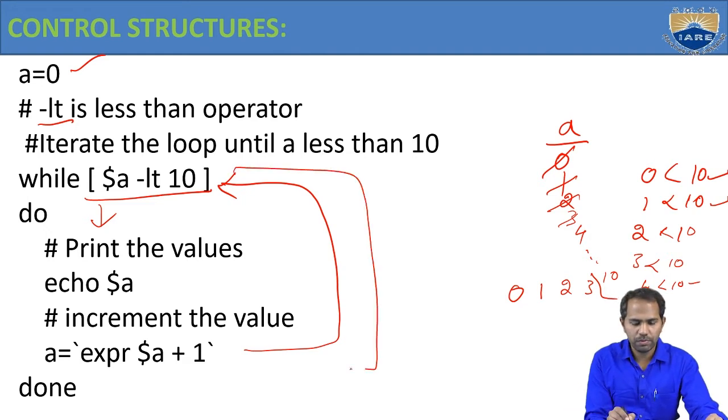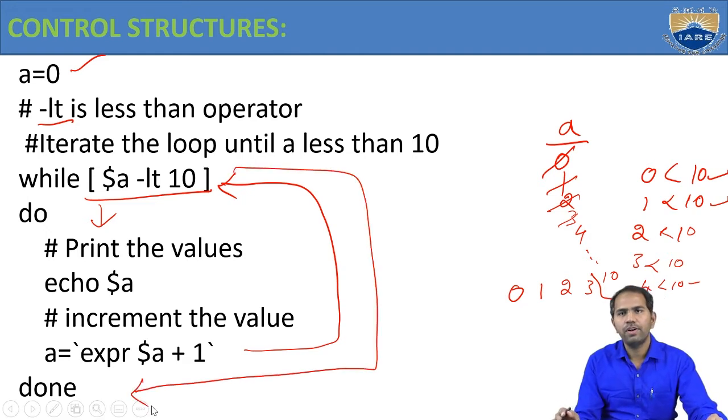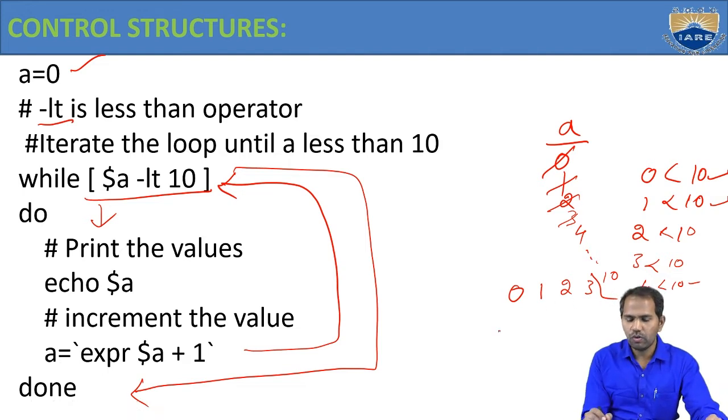So once it fails, it moves outside of the loop. What's outside of the loop? Here. So done. After that, it moves outside of the loop. Now the values are printing 0, 1, 2, 3, 4, 5 up to 9. 10 less than or equal to 10, true.